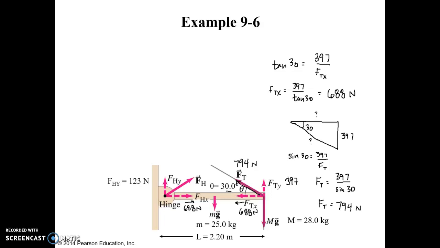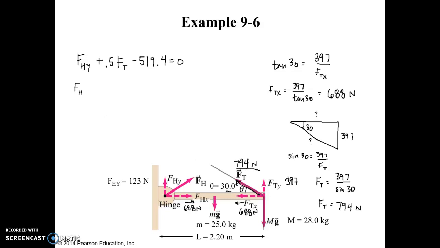Okay, so let me write that down again. FHY plus 0.5 FT minus 519.4 equals 0. So I know FT. FT, the tension in the cable, is 794.